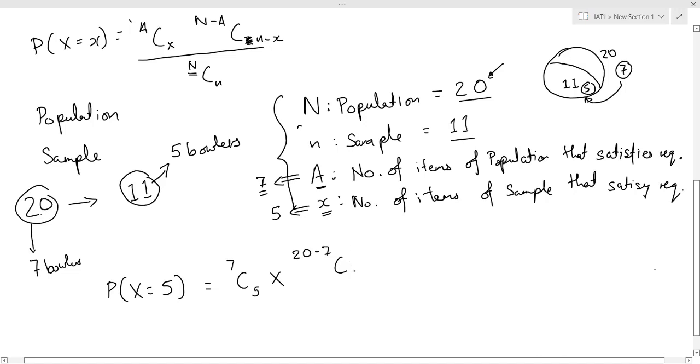It shouldn't be x. It should be n minus x. It should be 11 minus 5, divided by 20C11. So what does it mean?